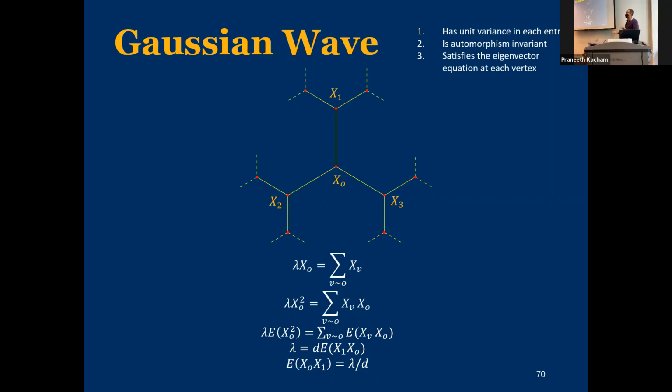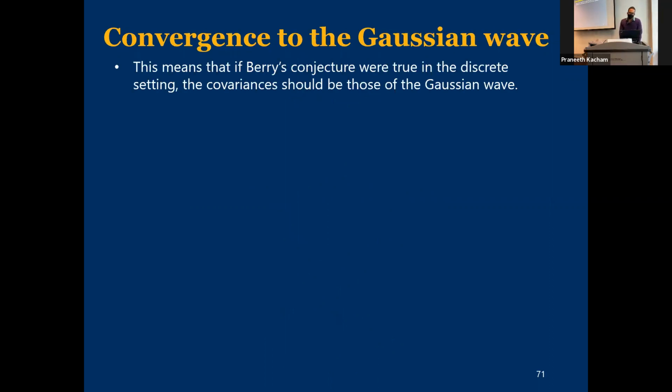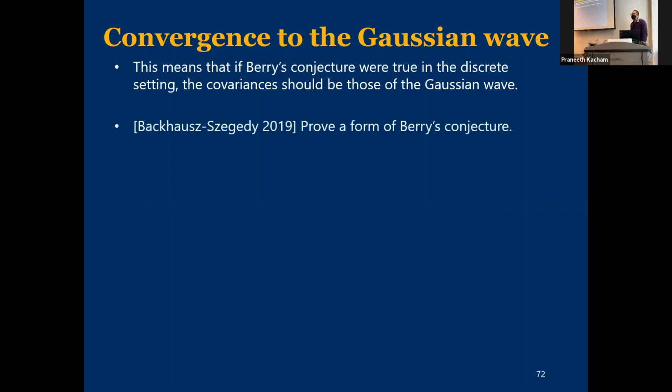So this can be extrapolated out to vertices of farther and farther distance, right? But there's this fixed Gaussian wave structure. Okay, so if Berry's conjecture were going to be true in the discrete setting, then covariances should be those of the Gaussian wave. So 2 years ago, Backhouse and Segedy proved a version of this, which is a very nice proof that I'll try to explain now.